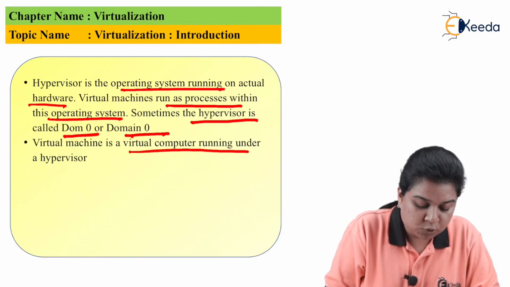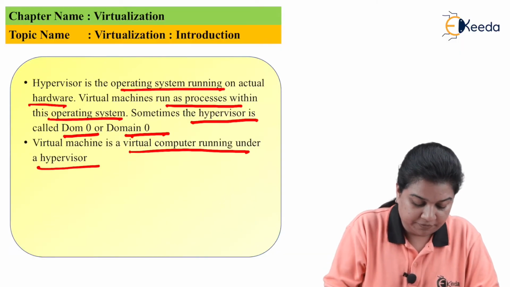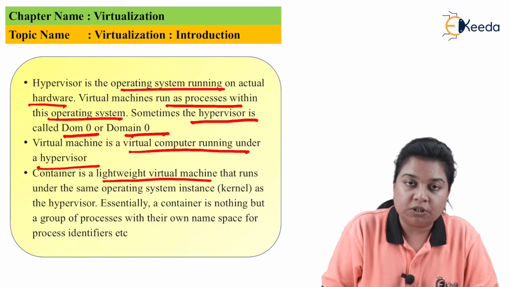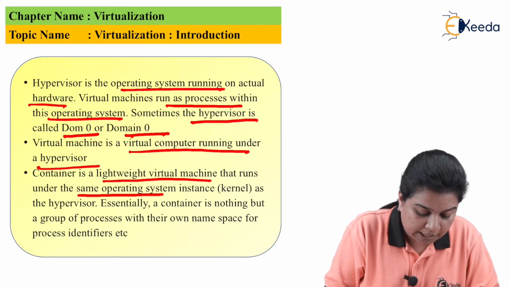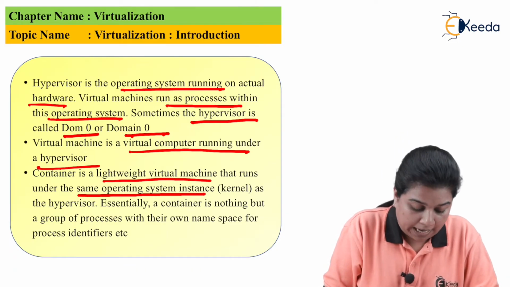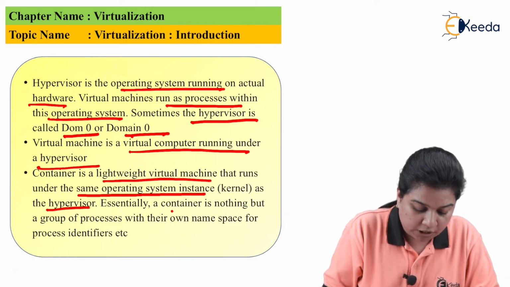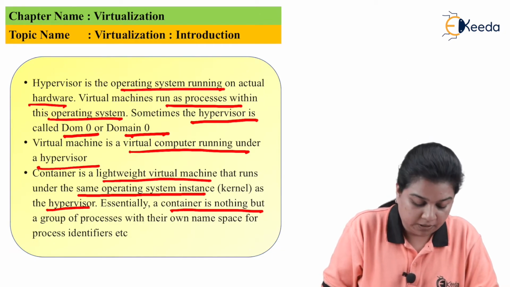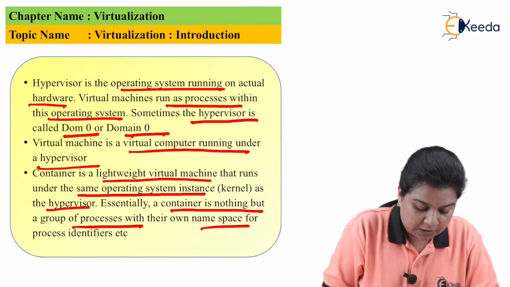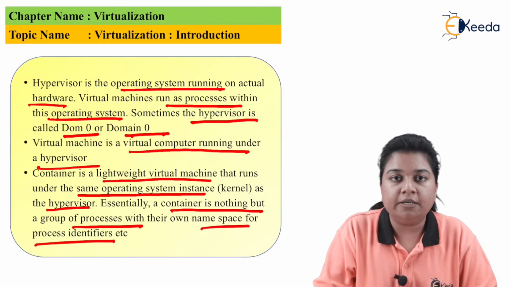A virtual machine is a virtual computer running under a hypervisor. A container is a lightweight virtual machine that runs under the same operating system instance, or we can say kernel, as the hypervisor. Essentially, a container is nothing but a group of processes with their own namespace for process identifiers, etc.